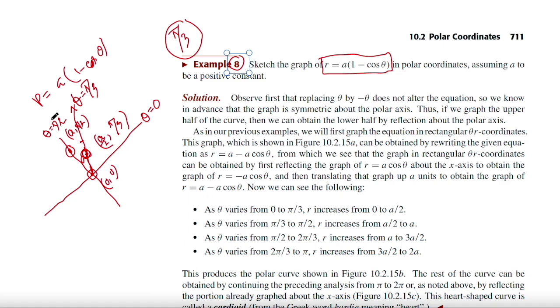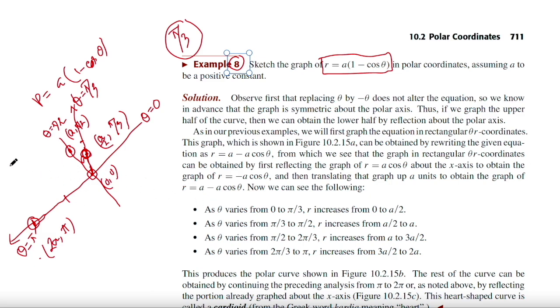And what happened when theta equals pi? Theta equals pi, then what is r? What is the value of cos pi? Negative 1. So 1 minus negative 1 is 2a. How far will 2a go? It took up to here, this point. The coordinate of this point will be (2a, pi).